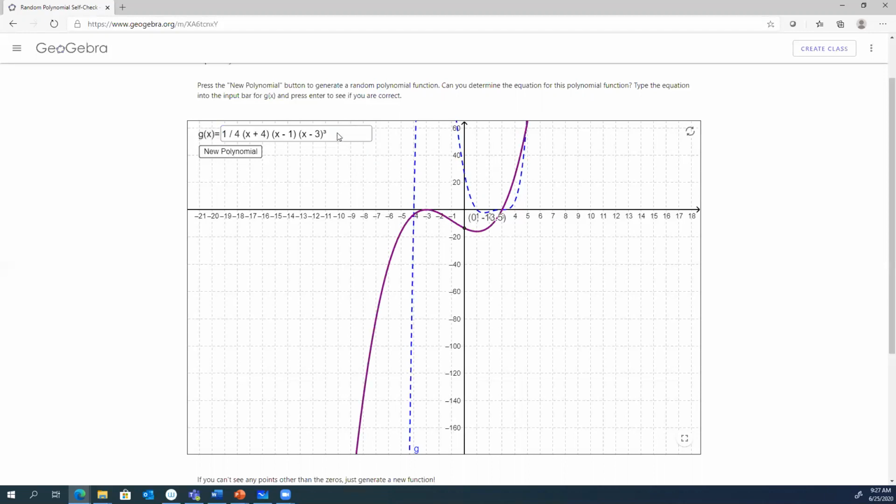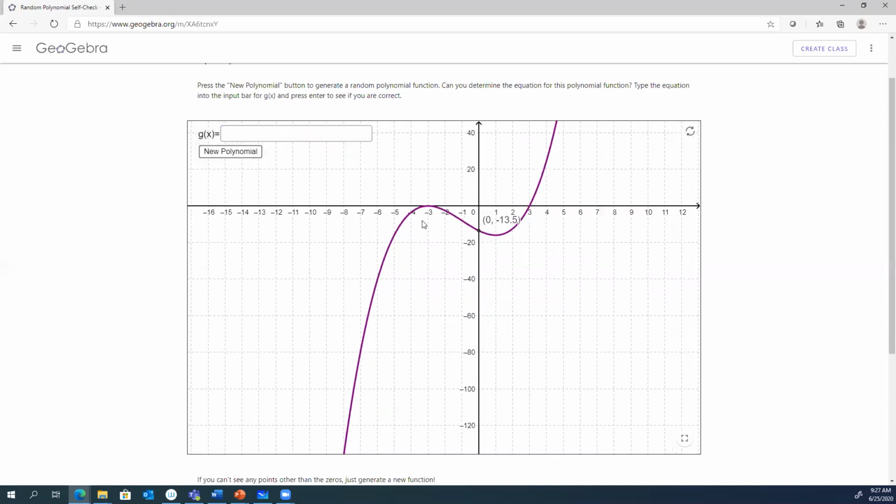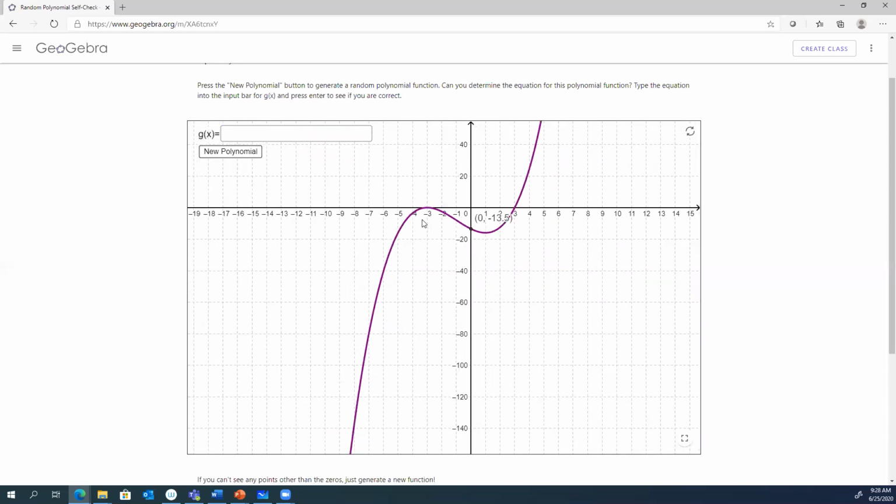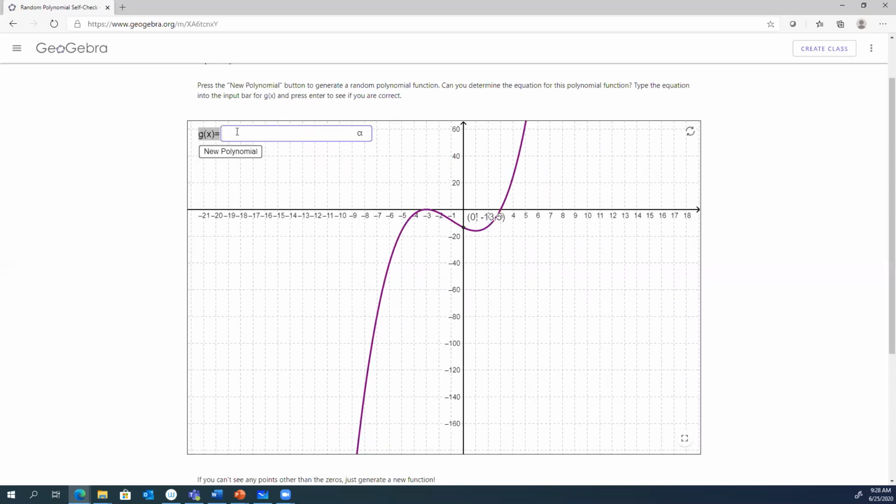There's my old graph, so I think I'll just get rid of that so I don't confuse myself. Sometimes it's a little hard to see what's going on with these. You can zoom in and out. So it looks like they're both at -3. So 2 x-intercepts at -3. 1 x-intercept at 3. There's our first guess. Okay, a little too big.